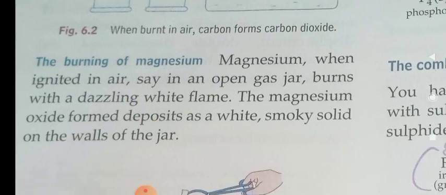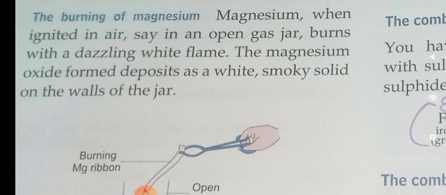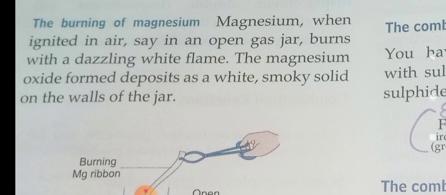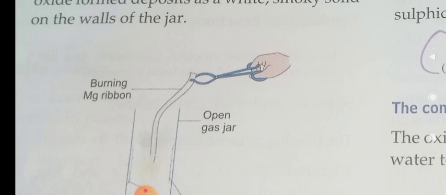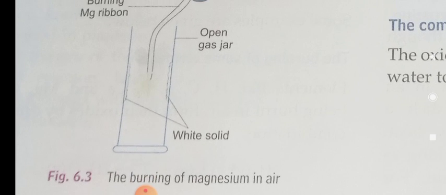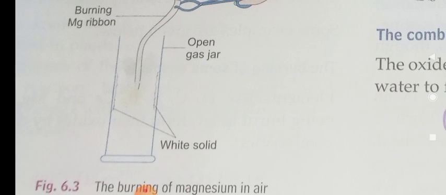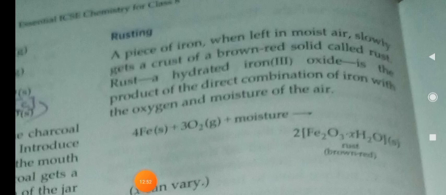That is also an example of a combination reaction. And when you burn a magnesium ribbon in an open jar, the magnesium ribbon continues to burn and forms a white smoky solid on the walls of the jar, because magnesium combines with oxygen to form that white solid. So it is a best example of a combination reaction. Is it clear? Rusting is also a combination reaction.